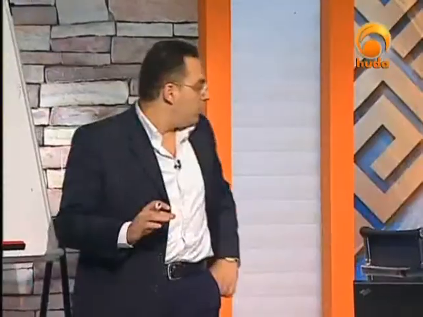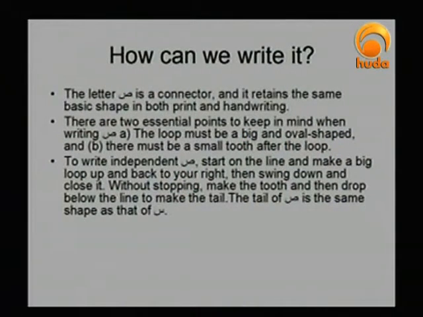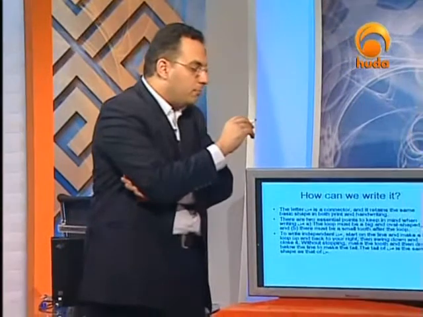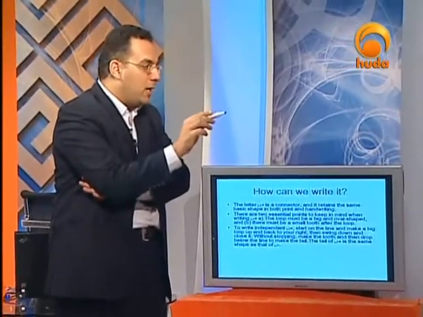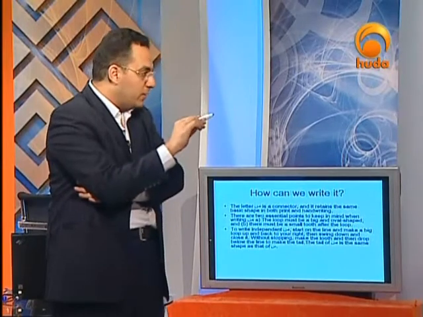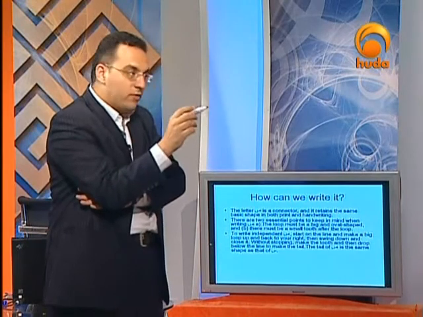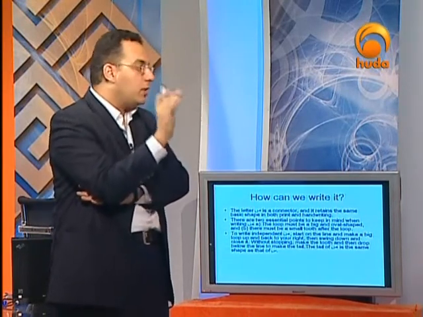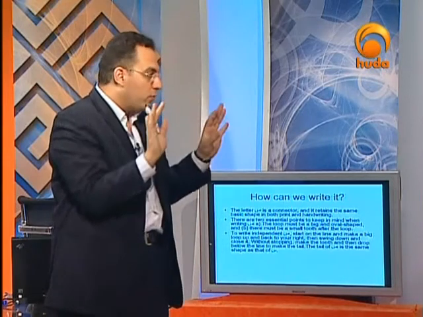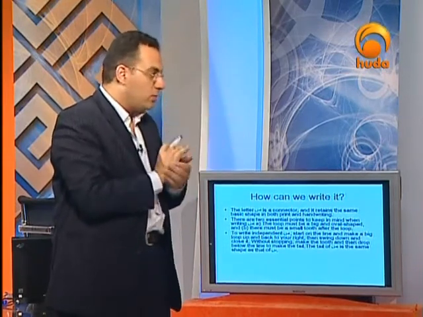The letter Sa is a connector. Do you remember Sa? It was always a connector. It's the same for Sa, by the way. It retains the same basic shape in both print and handwriting. Oh, well, that's very interesting. Because when it comes to Sa, it depends on the style of writing. You can write Sa with 3 teeth, or probably you can write Sa toothless. And when it comes to Sha, also the same. You can write Sha with just 3 teeth, or probably toothless. But when it comes to Sa, we have just one form, and it's the same in handwriting and typewriting.